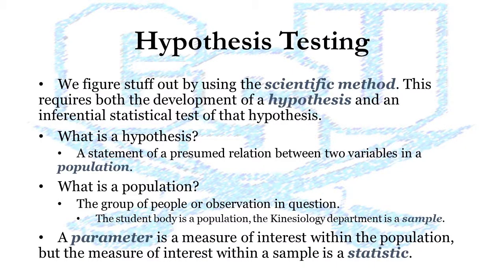So when you look at the scientific method, you see an observation, you think about why that observation is occurring, and the result of that thought process should give you what's called a hypothesis. We talked about hypothesis already, but from there we go through our standard procedures to prove or disprove that hypothesis. So what is a hypothesis? It's a statement of a presumed relation between two variables in a population.